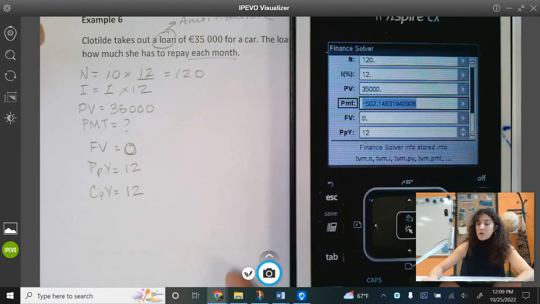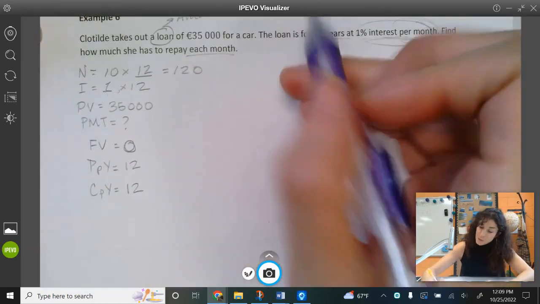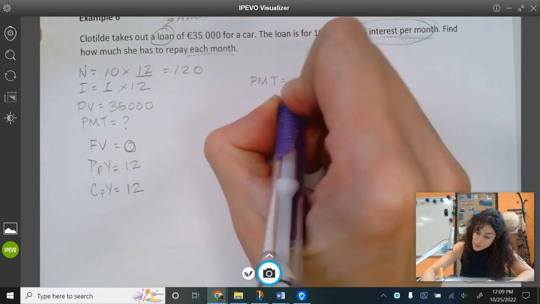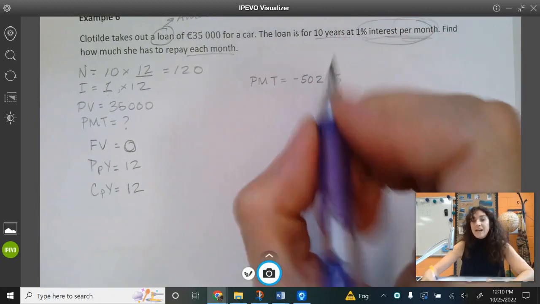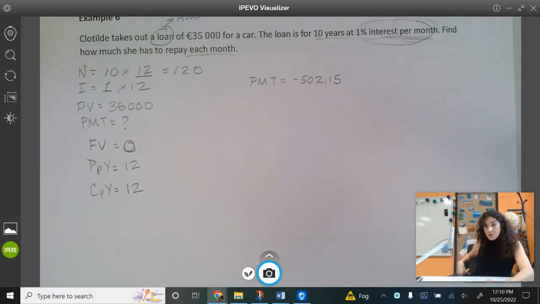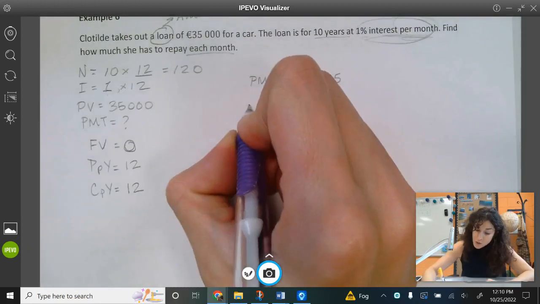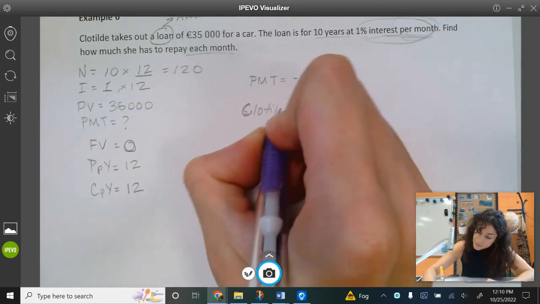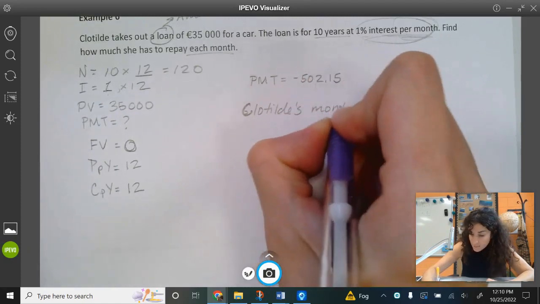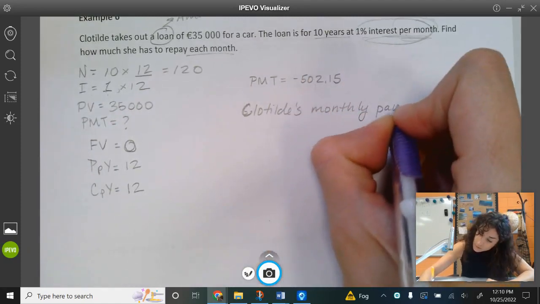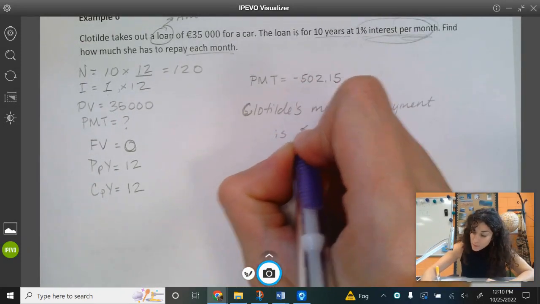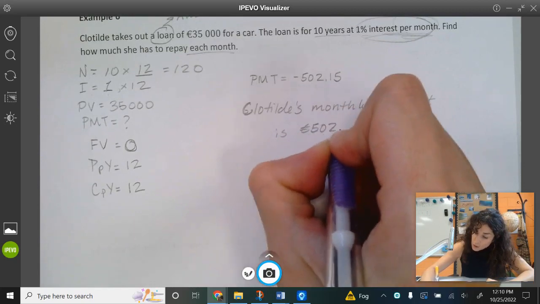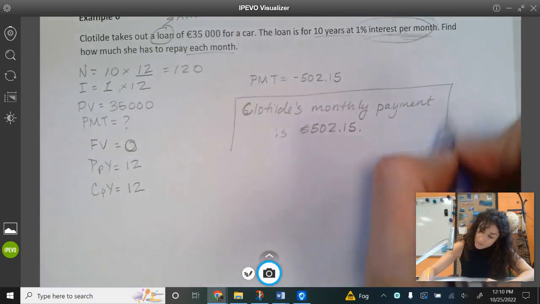So the answer is supposed to be negative 502.15. So PMT equals negative 502.15. Negative because I'm paying back this loan that's coming out of my pocket. It's going back to the bank. So my monthly payment, or Clotilde's monthly payment, is 502.15.